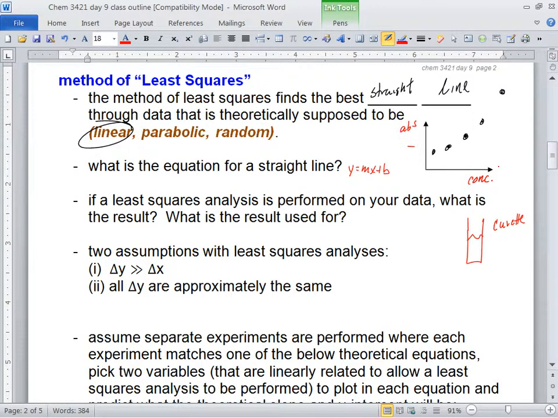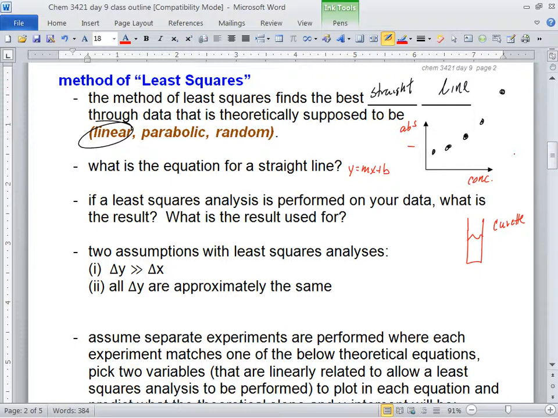But once you play this game a lot, you realize this works well only because at really high concentrations, you lose that linearity. That's why, if you're ever going to play with spec 20s or spectroscopy, always keep things dilute and you'll be safe. But if a least squares analysis is performed on your data, what is the result?